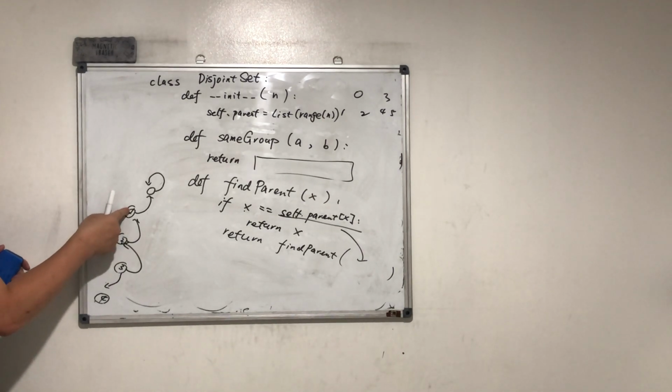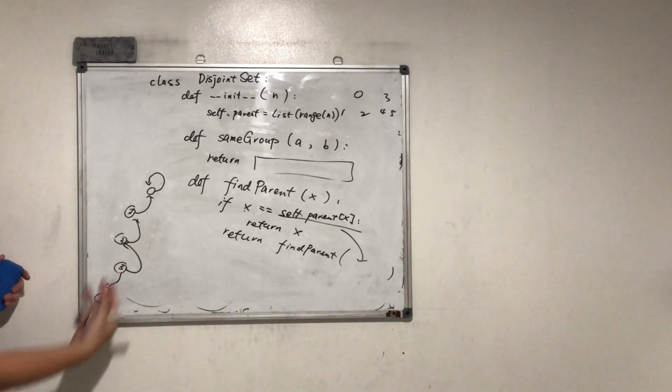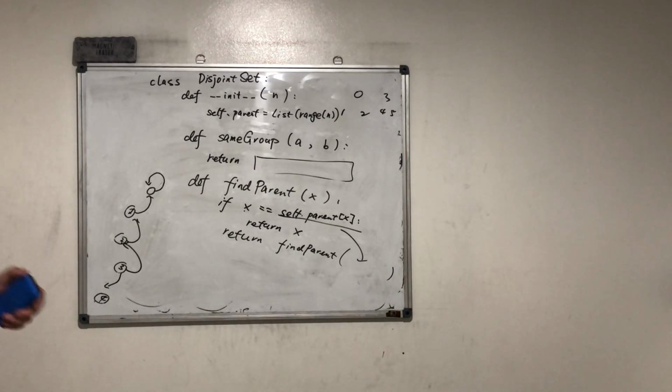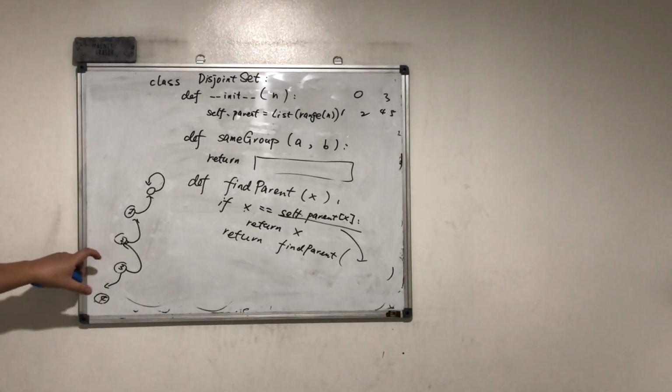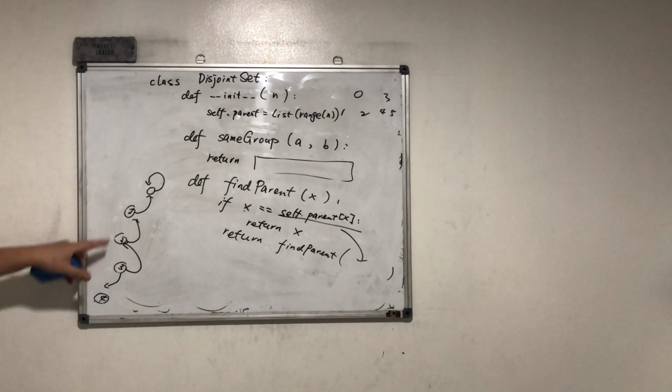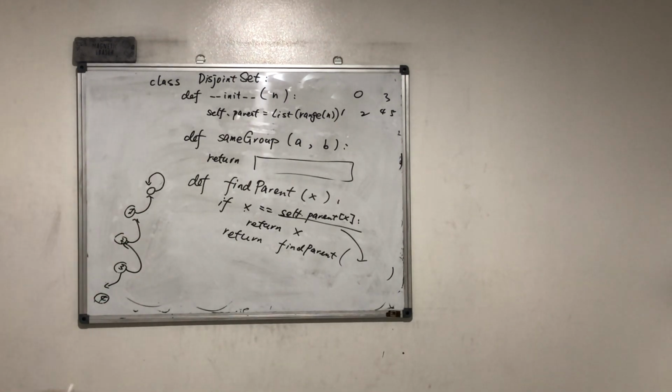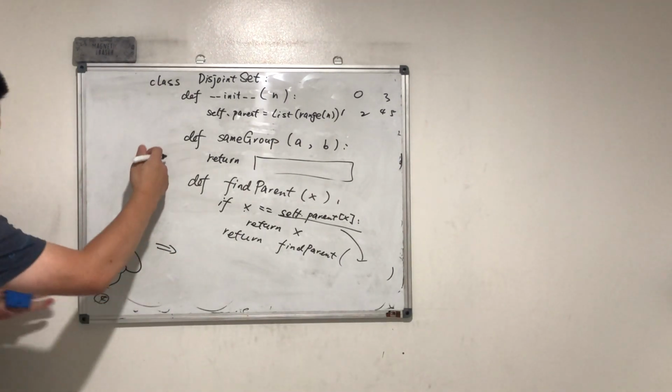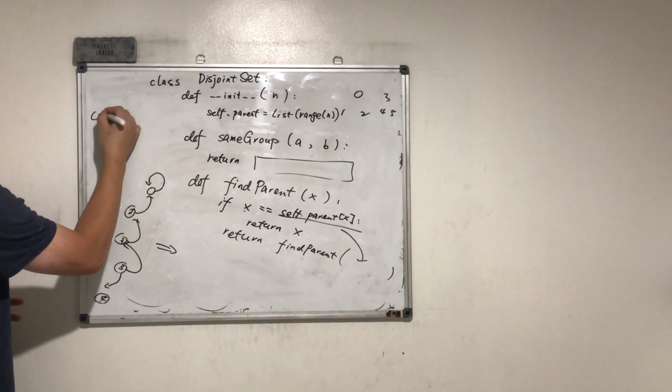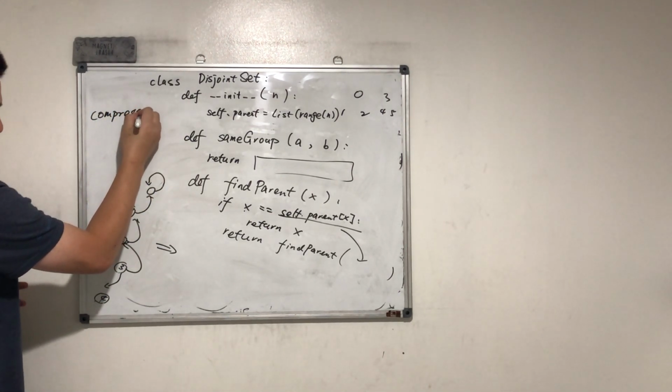2 is same to 1, 1 is same to 0. Right? I need to follow the path, right? Is there a way to make it better? Because I don't want to query so many. So in order to do this, I need to compress the path. Compress the path. So what is it?